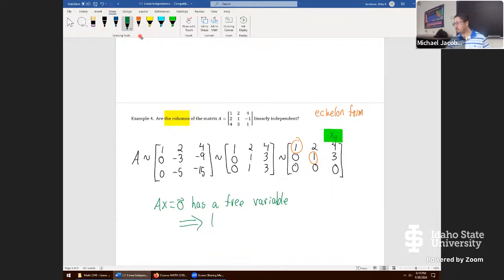This implies the columns of A are linearly dependent. And again, always good to say columns there. We're not saying A is linearly dependent. In fact, it wouldn't be. Well, any questions at all, folks, on that example 4?